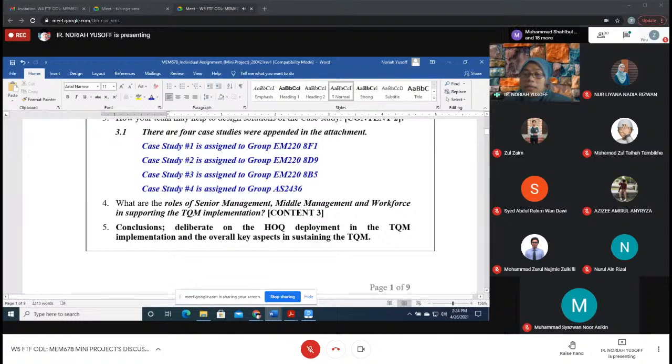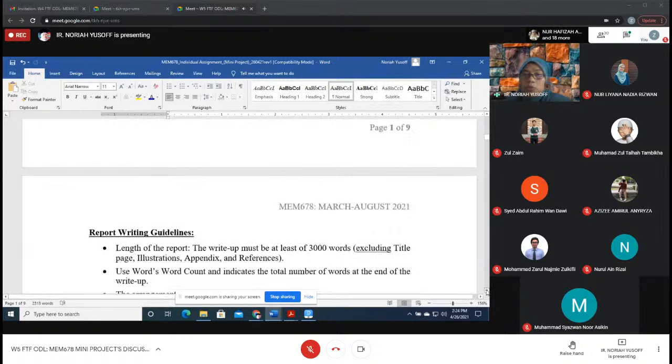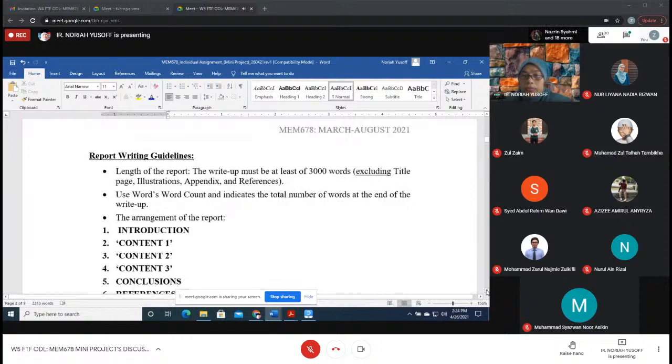Right. So report writing guidelines. Length of the report. So length of the report at least 3,000 words. Sebab saya bagi you the duration to complete this project is 1 month. So 3,000 takkan tak boleh kot. Satu hari buat 300 perkataan. 10 hari dapatlah 3,000. Okay.